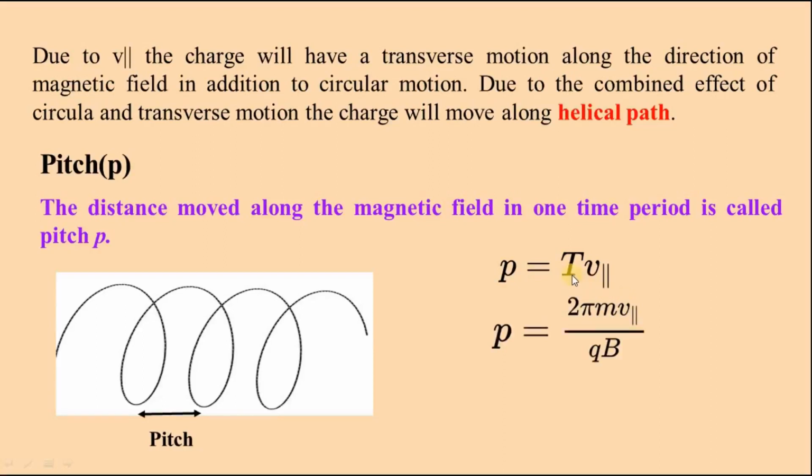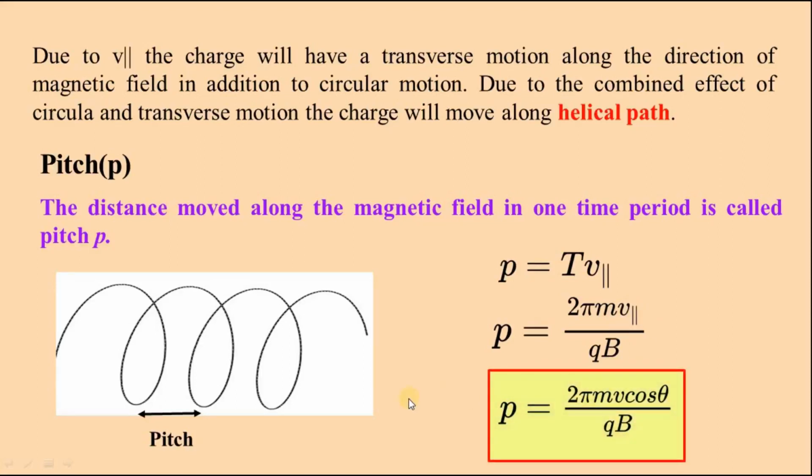So here we substitute for t and we get P equal to 2 pi m V parallel by QB. Again we substitute for V parallel as V cos theta. Then we get the expression for pitch P equal to 2 pi m V cos theta by QB.